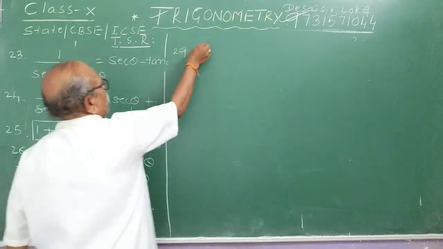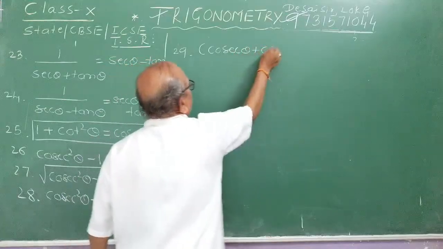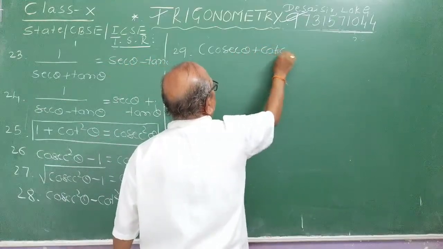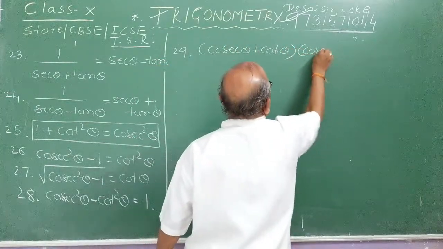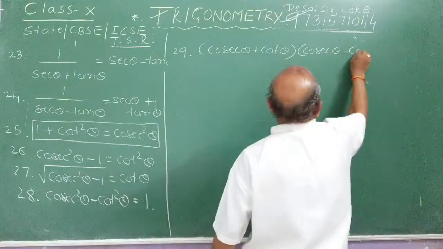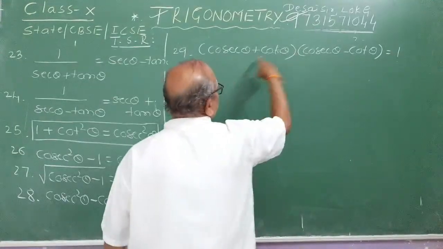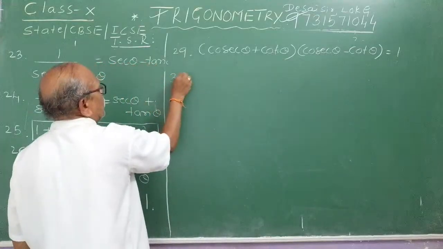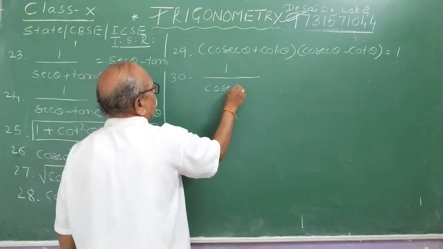29th. Let me write, use cosec theta plus cot theta into cosec theta minus cot theta is equal to 1, as a plus b into a minus b. Take cosec theta plus cot theta to the right, and you will get the 30th identity: 1 upon cosec theta plus cot theta.